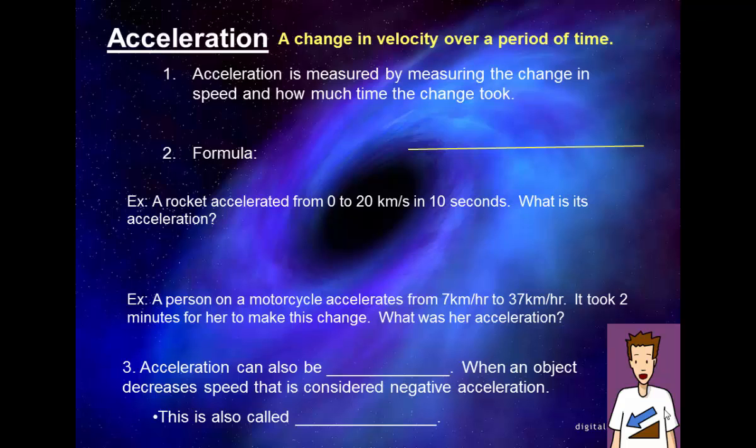So the formula we use: acceleration equals final velocity minus initial velocity divided by time. We abbreviate it often, VF minus VI over T. Final velocity minus initial velocity divided by time.